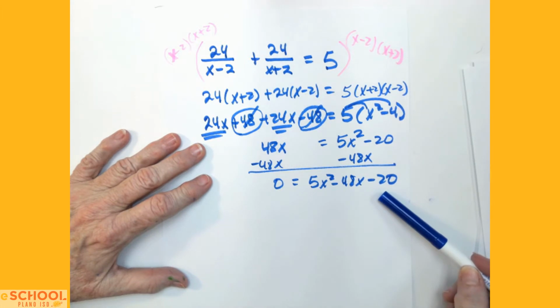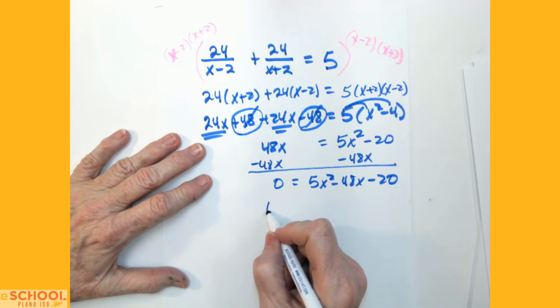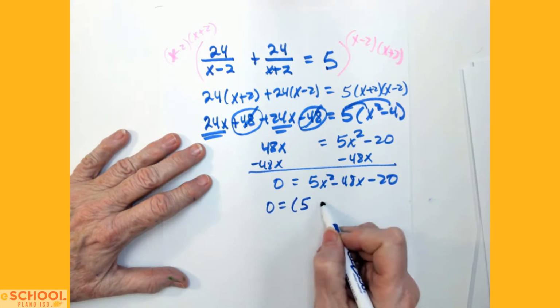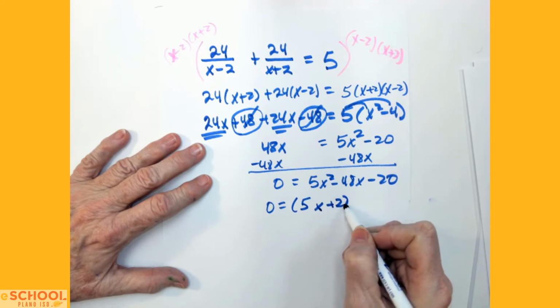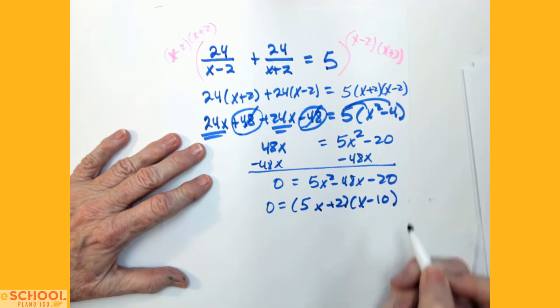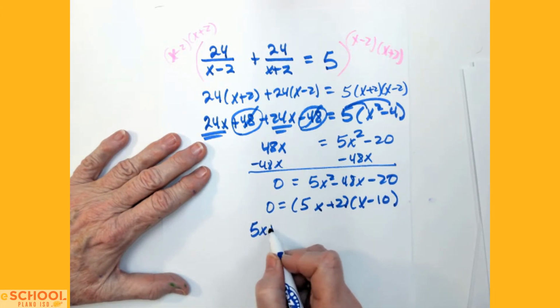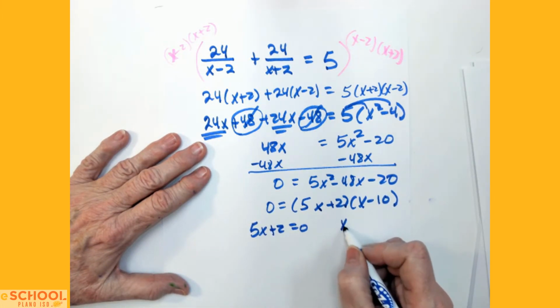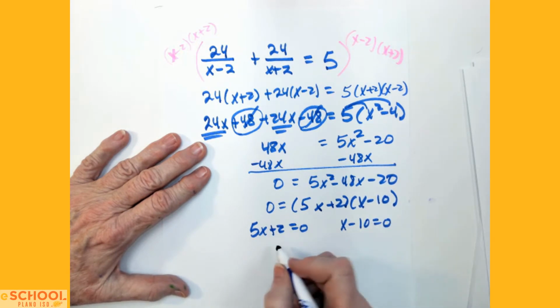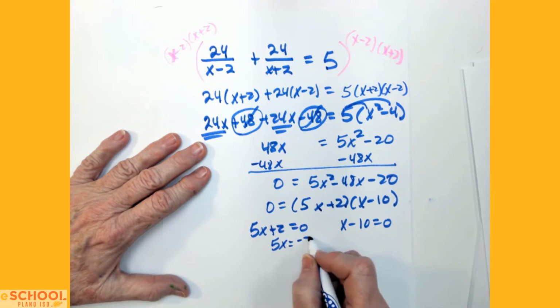Now that everything is equal to 0, you need to factor the problem. So 0 equals 5x plus 2 times x minus 10. Using the zero product property, set each part equal to 0: 5x plus 2 equals 0, and x minus 10 equals 0. Solve both of these.